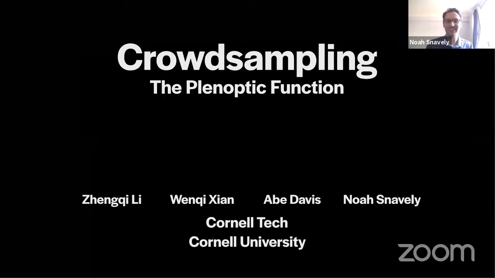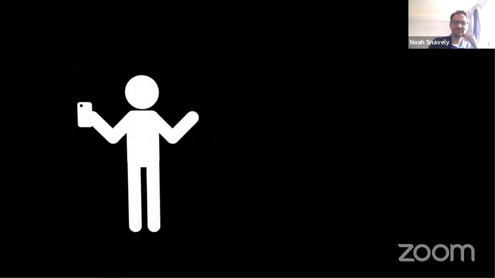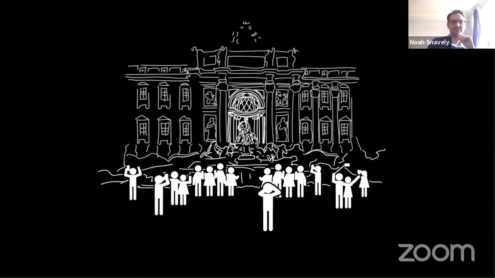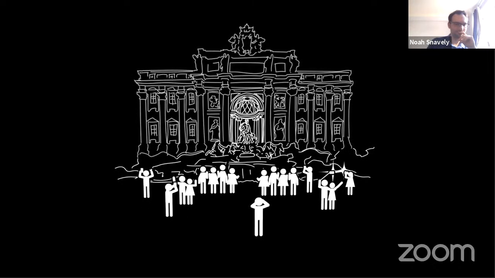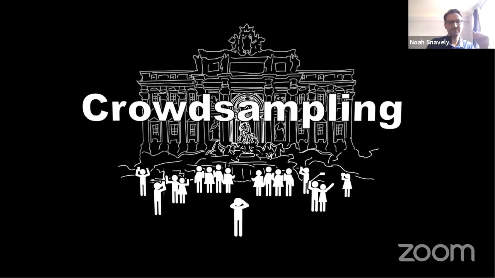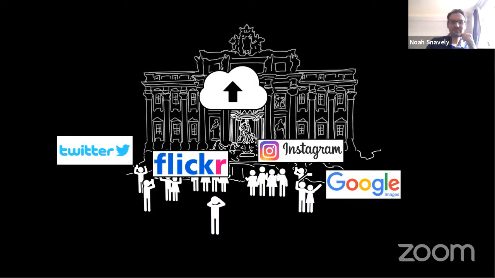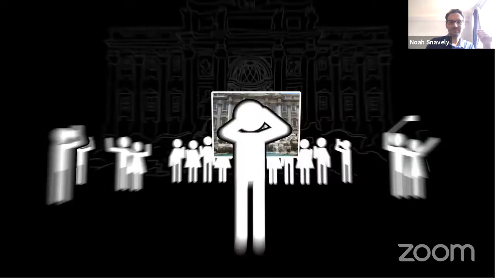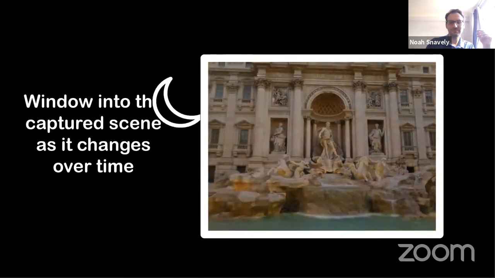Crowd sampling the Plenoptic function by Zhengqi Li, Wenqi Xian, Abe Davis, and Noah Snavely. Most of us carry a camera almost everywhere we go. Nowhere is this more apparent than at a popular tourist attraction, where you'll often find as many cameras as there are people. And this leads to a lot of photos, which we can think of collectively as the result of a kind of crowd sampling over time. Now, a lot of those photos eventually get posted online, where they become freely accessible to anyone with an internet connection. So in this work, we explore how to use that crowd sampled data to turn regular photos into something that lets us move around a scene, both in space and across changes to appearance that happen over time.